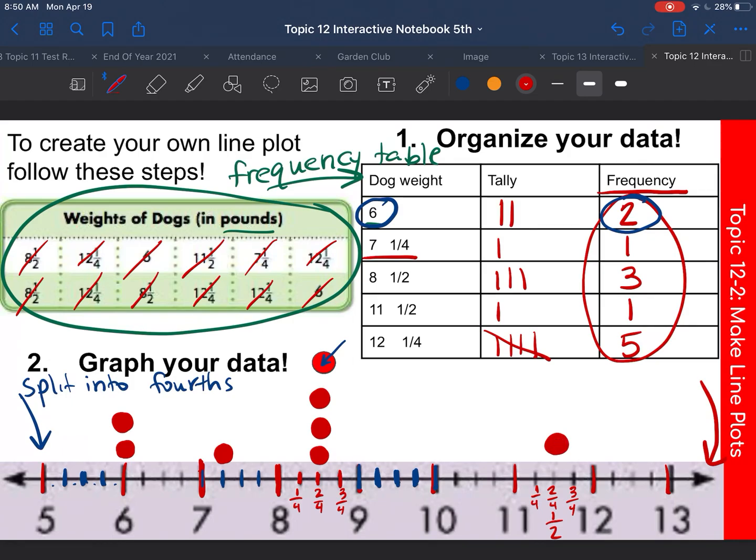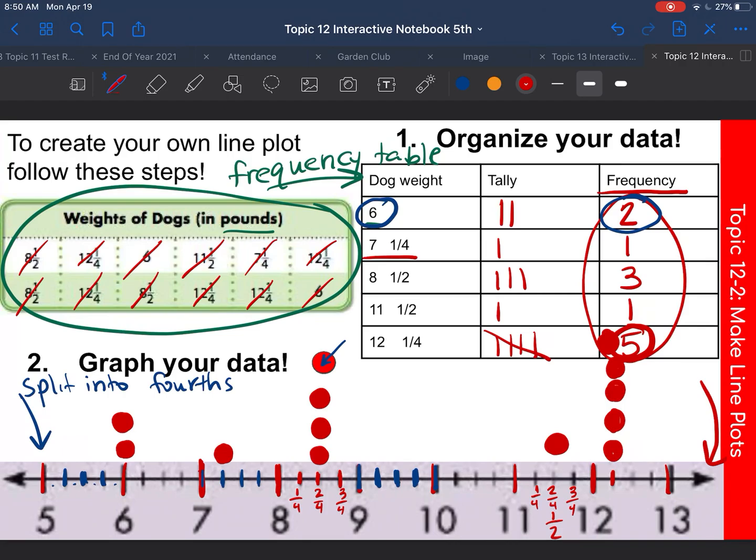And then lastly, 12 1/4 for the dog weight. There are 5 of them. That's why we create this frequency table. Nice and easy to see now. So we have 12, and then 12 1/4 is that first dash because it's split into fourths. So we put 5 dots. 1, 2, I may run out of room a little bit. 3, 4, whoop, and 5.